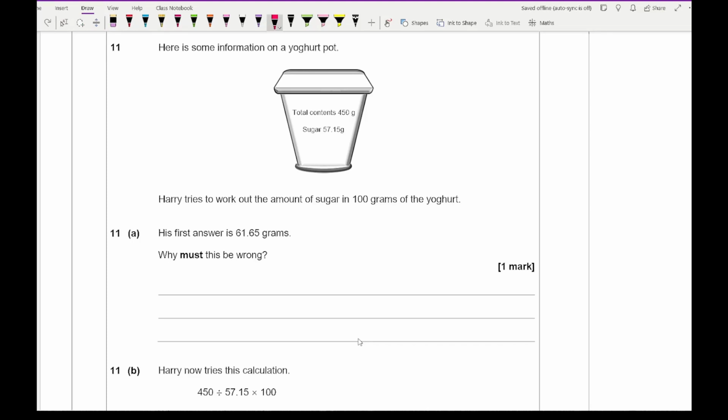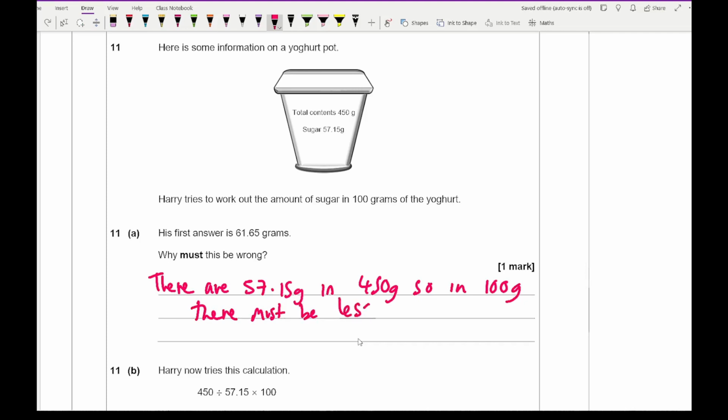Well, in terms of looking at Harry's mistake, there are 57.15 grams in 450 grams. So in 100 grams, there must be less. So he's overestimated there.